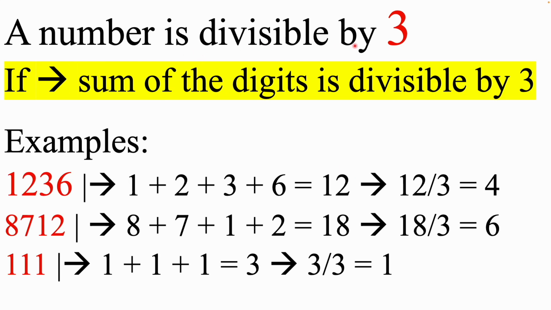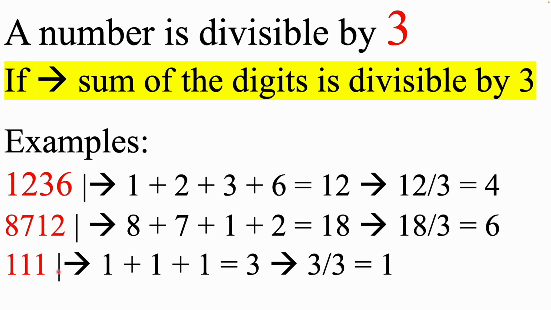So a number is divisible by 3 if the sum of the digits is divisible by 3. So for example, 1,236, if you add the digits 1 plus 2 you get 3, 3 plus 3 is 6, 6 plus 6 is 12, and 12 you could divide by 3. And so this number right here is divisible by 3. Likewise with this number, if you add them up, you get 18. And 18 you could divide by 3 and get a whole number.